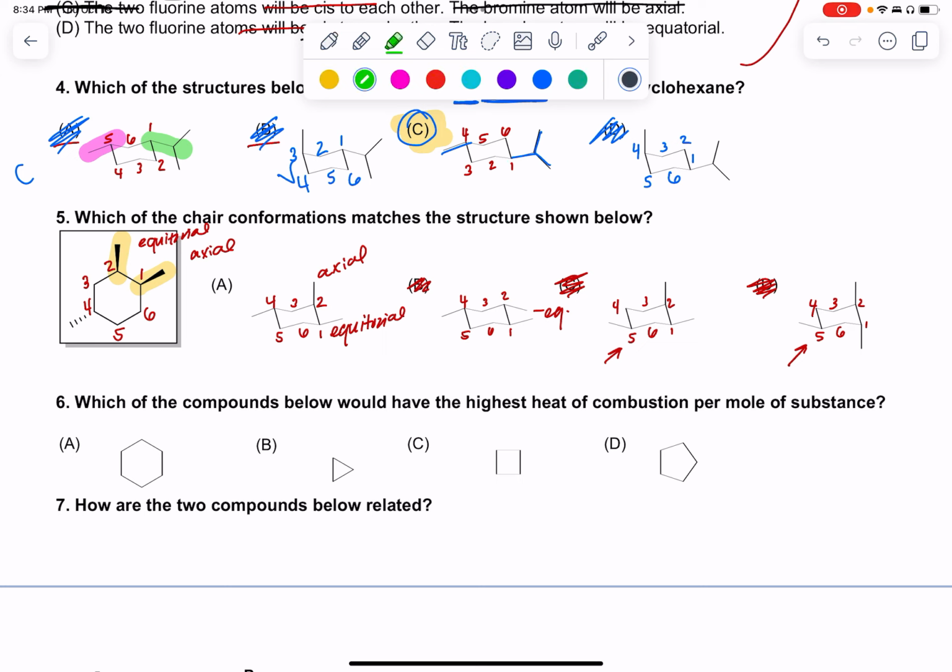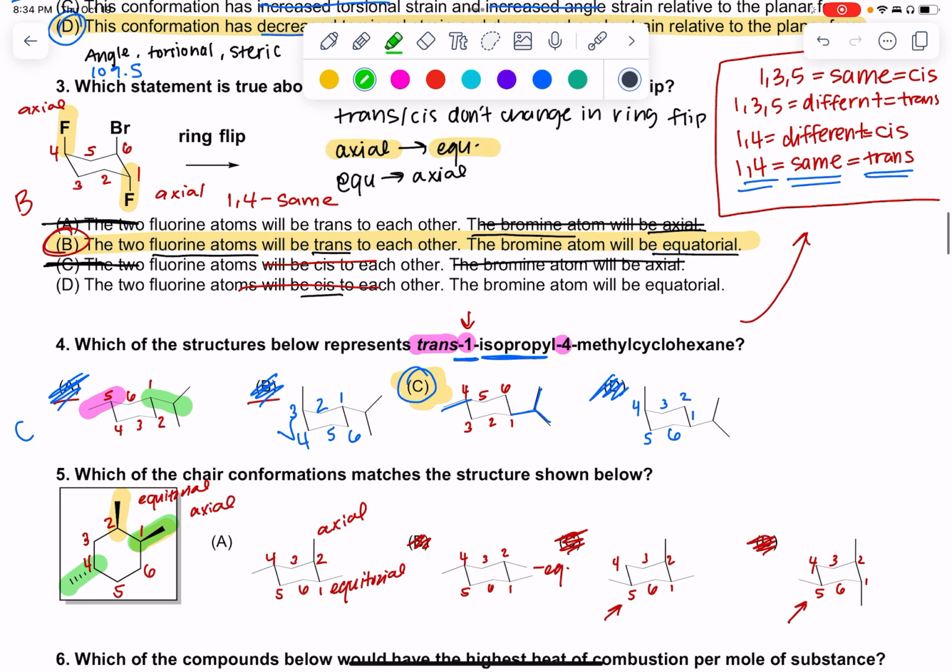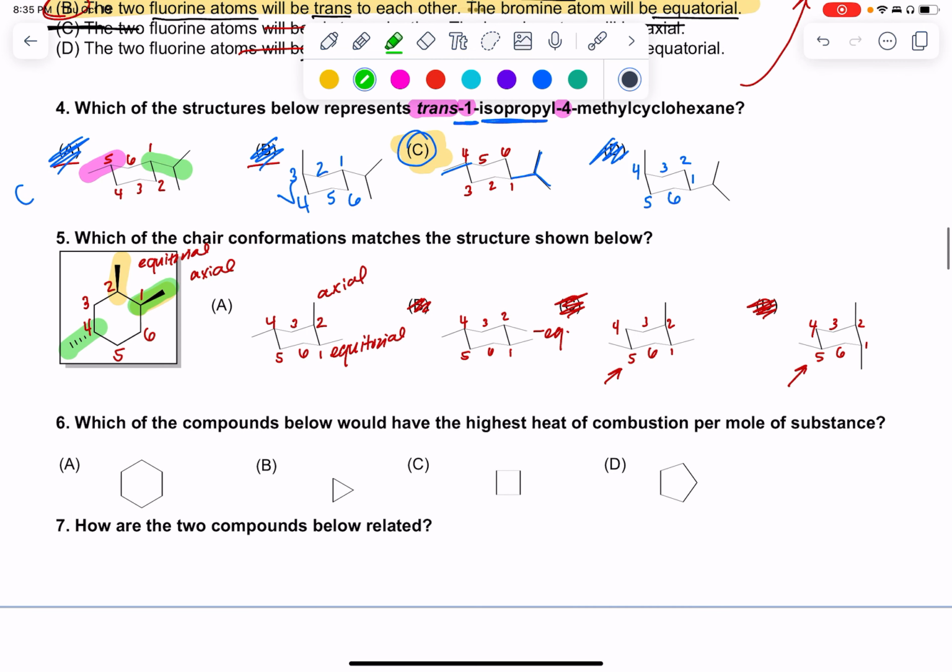Let's compare now 1 and 4. We have another 1-4 interaction, but now we have something that's trans because of the dashes and the wedges. So let's go back up here. We have a trans. They must be the same. So is 1 and 4 the same? Yes, they're both equatorial because this one's also equatorial, and that's what we want this one to be.